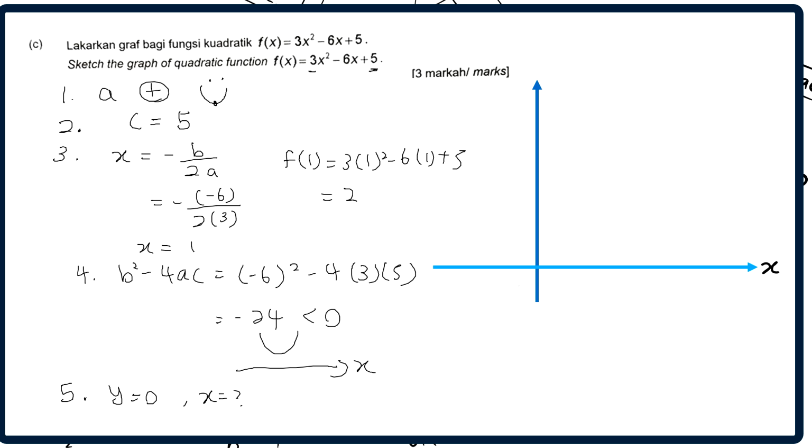We write down the information we got: the minimum point is x is 1 and y is 2, and the y-intercept is 5. So we can draw the graph like this. So this is the whole graph that we wanted to sketch.